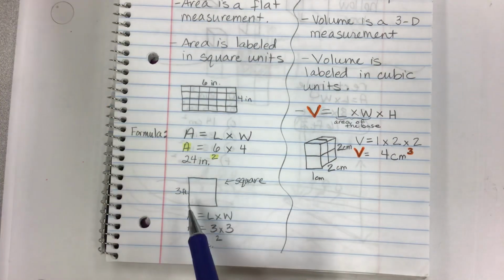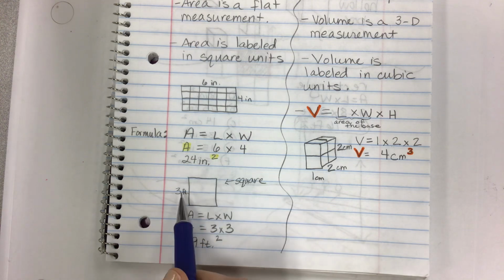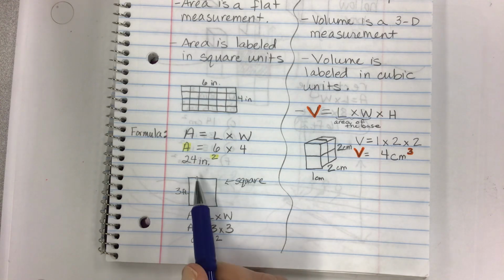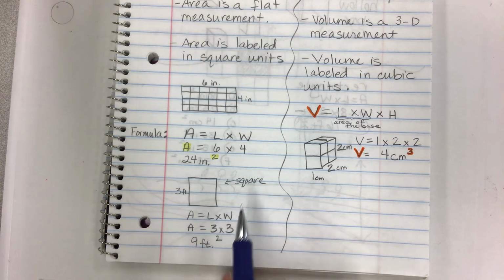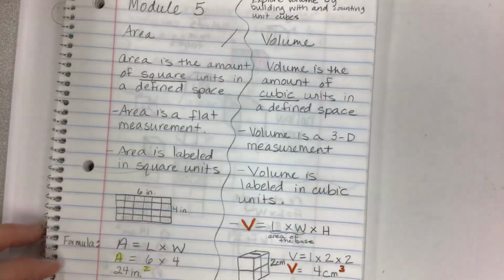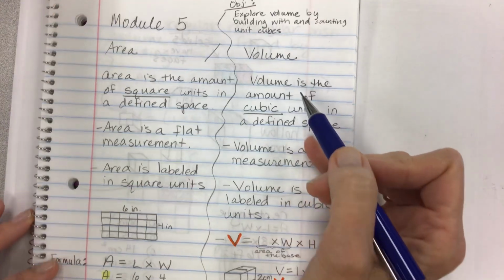So if you have a shape that's given to you like this square, they'll say, here's one number, go for it. In a square, all the sides are the same. So you simply take the 3 and multiply it by a 3, and then you get your 9, and you label it carefully. Now, back to volume, because that's the goal for today.